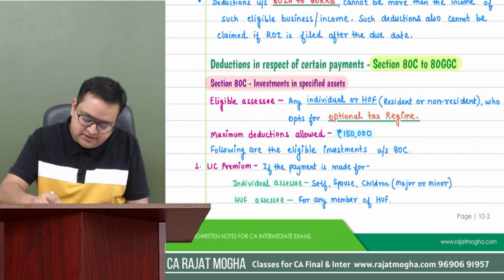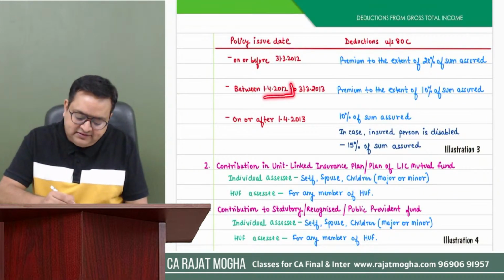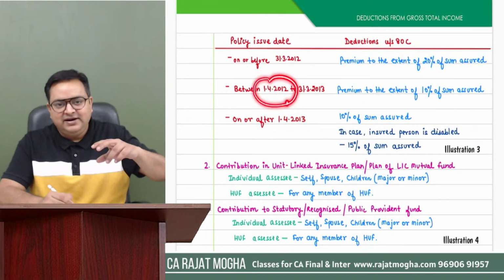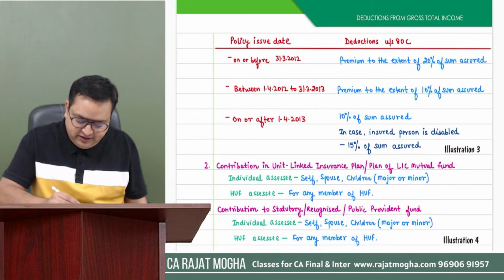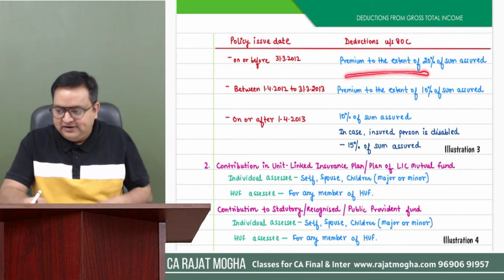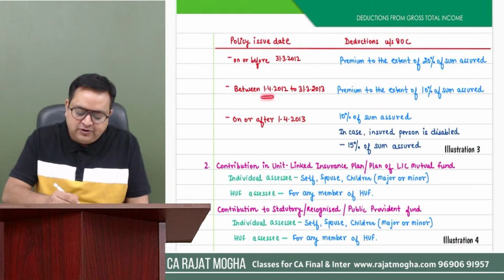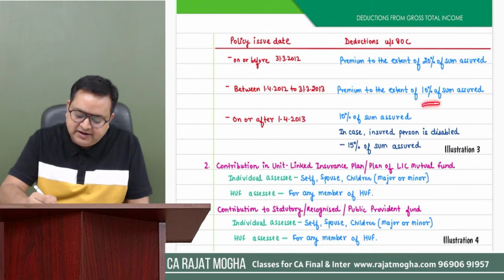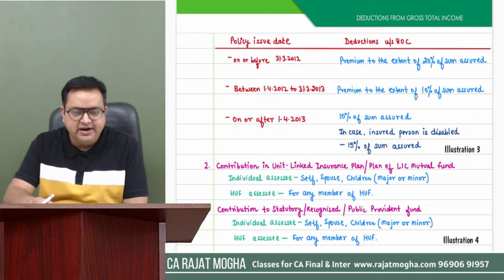So this was important. For LIC, you have to remember the date, only this date. Please don't remember all these dates. Only this date is important, and if you remember this date, then you can build the story. So up to 31st March 2012, premium to the extent of 20% of sum assured. And if it is between 1/4/2012 and 31st March 2013, that is 1 year, we have to take only 10%. But after 1 year, it is 10% of sum assured, but if the person is disabled, then we have to take 15% of sum assured, right?